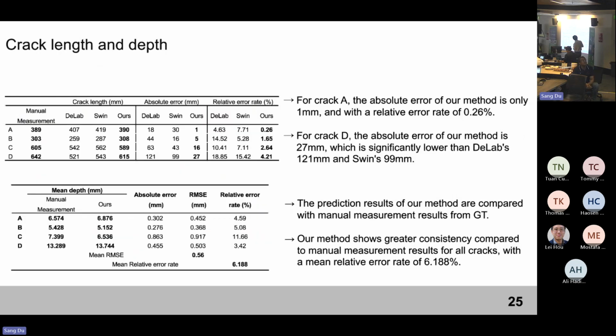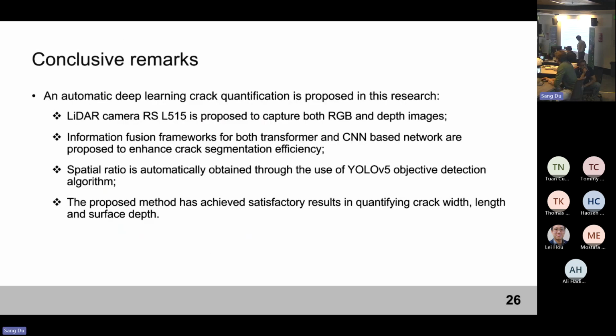In terms of crack length, we also have quite good results. The error is sometimes less than 1%, sometimes 4% in terms of length. For depth, of course, it's only the surface depth. The maximum error we got is probably 10%, which can give you quite a good estimation of crack width, crack length, and crack depth. That's the conclusion. Thank you very much.